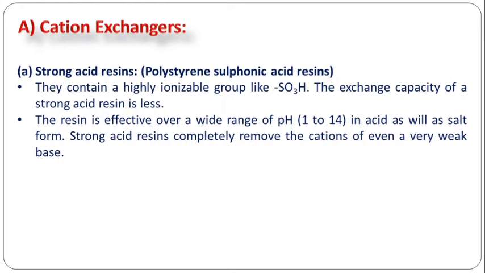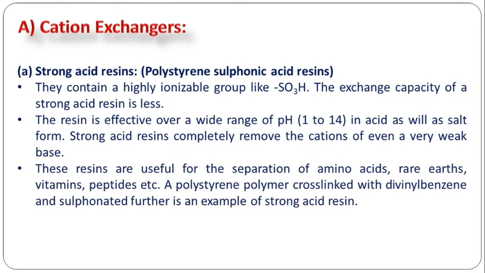The strong acid resins are useful for the exchange of cations. These resins are useful for the separation of amino acids. So these are the uses. These resins can be used for the separation of amino acids, rare earth metals, vitamins, polypeptides, peptides, etc.